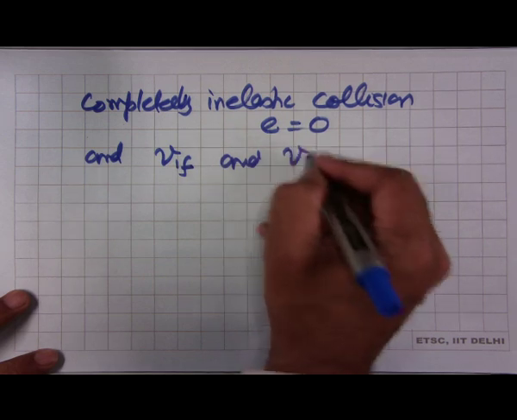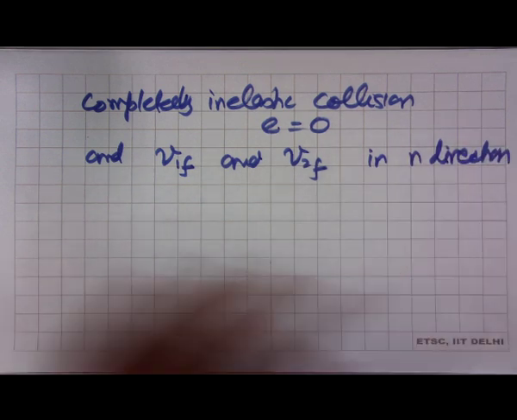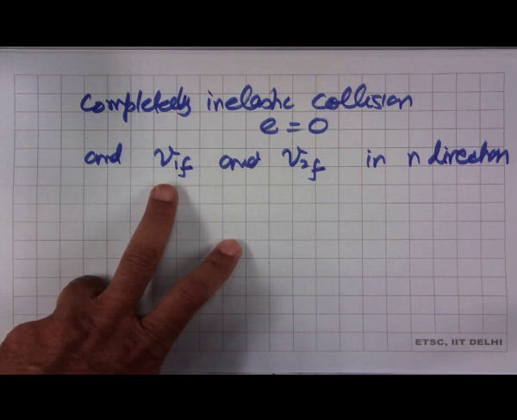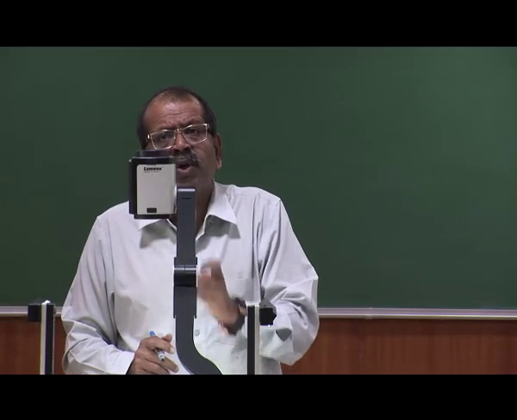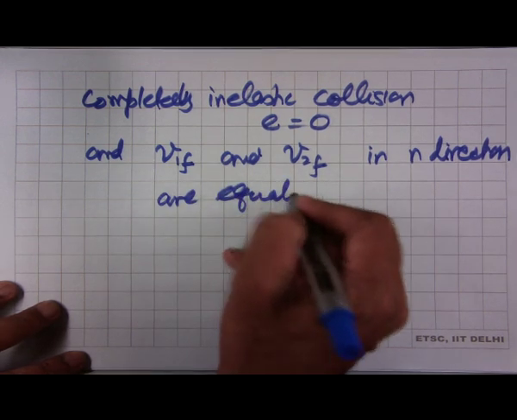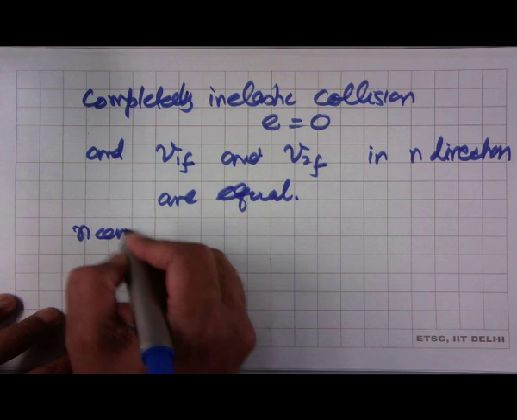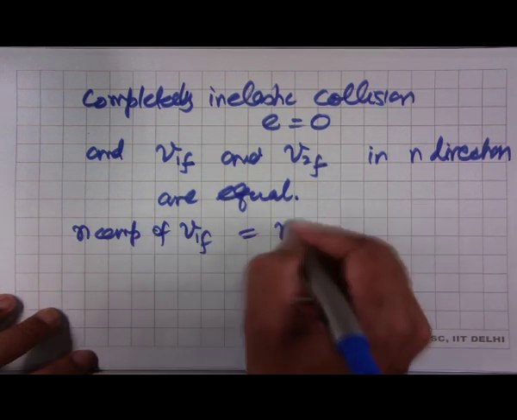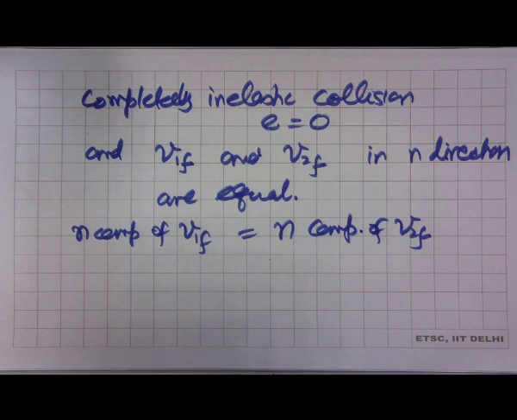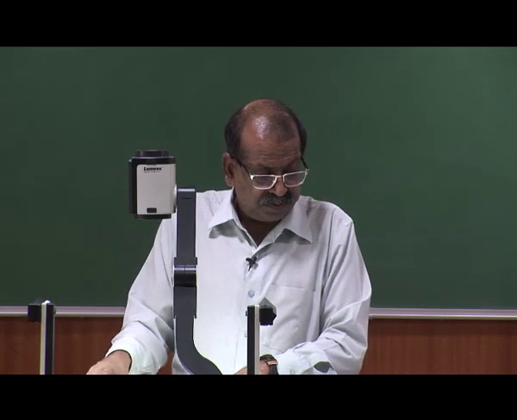V1F and V2F in the n direction. So, we are looking at the n component of V1F and V2F. What are these? V1F is the velocity of body 1 post impact, V2F is the velocity of body 2 post impact. In the n direction, these are equal. When E is equal to 0, then the n component of V1F is equal to the n component of V2F. F means we are talking of just after impact, both of these velocity components are equal, and this is the case of E is equal to 0.